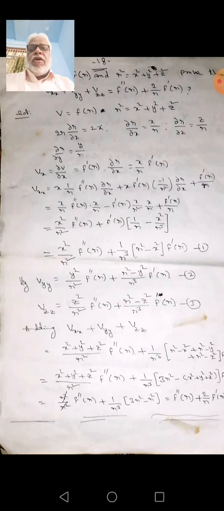So vx is equal to dou v by dou x is equal to f dash r into dou r by dou x. And dou r by dou x is equal to x by r. So finally, vx, the first partial derivative with respect to x, is x by r f dash r. Again we take vxx. Vxx means again the partial derivative with respect to x of vx.